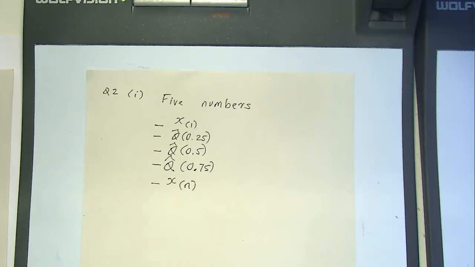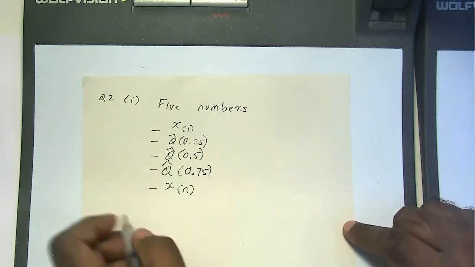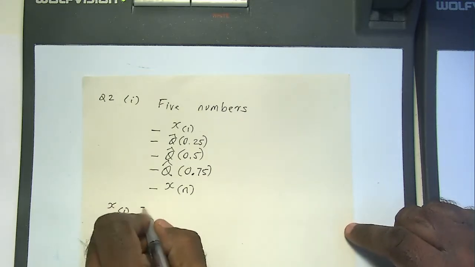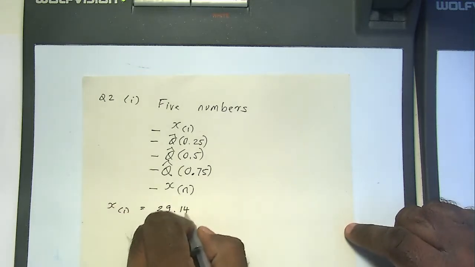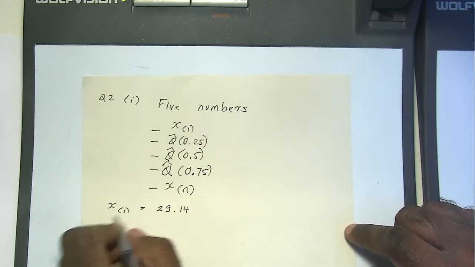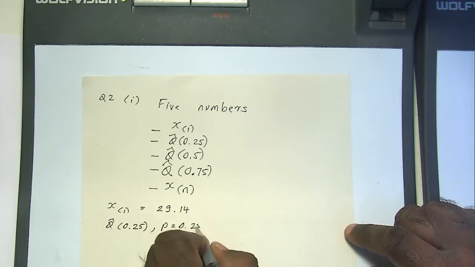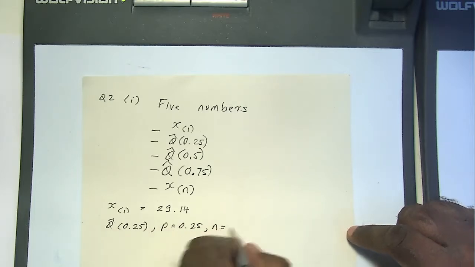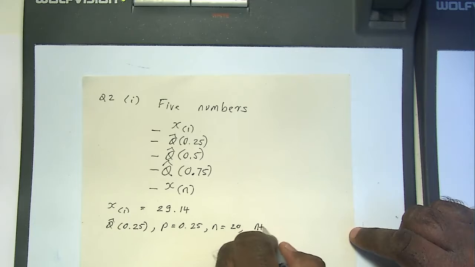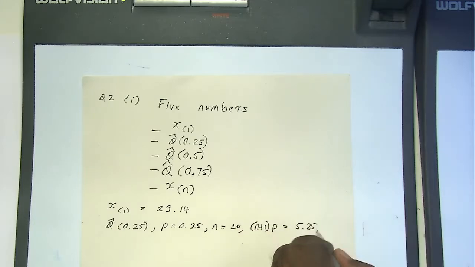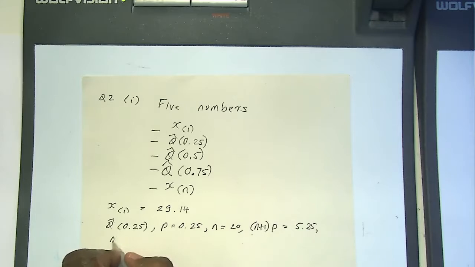Alright, let me show you. The first part is trivial, right? Because we already did it. X1 is the smallest data point, which is 29.14. The Q hat for the first quartile, P is 0.25, and your N is 20. So N plus 1 times P is 5.25, and the integer part of that is 5.